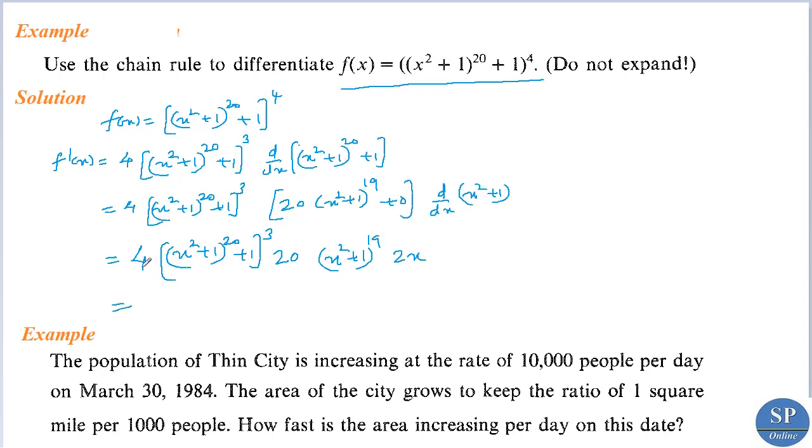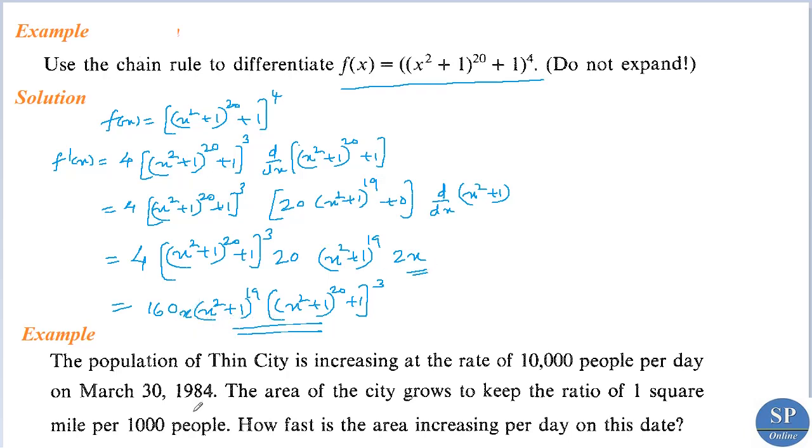So this is equal to 4 into 20 into 2, that is 160, into x, into x square plus 1 power 19, into x square plus 1 power 20 plus 1 whole cube. So this will be the required derivative. Here we have 2x, so 160 into x.